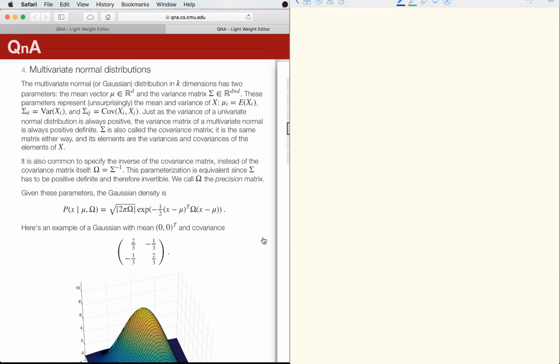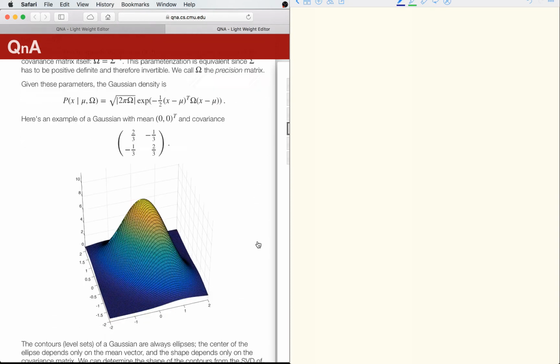It's also common to specify, instead of the covariance matrix, the inverse of that matrix, which is called the precision. So given these parameters, the Gaussian density looks like this. You don't have to remember it necessarily because it's very easy to look up. But the key thing to remember is that inside the exponential, you have a quadratic form where the inverse covariance tells you the matrix of that quadratic form, and then it's x minus mean transpose precision x minus mean.